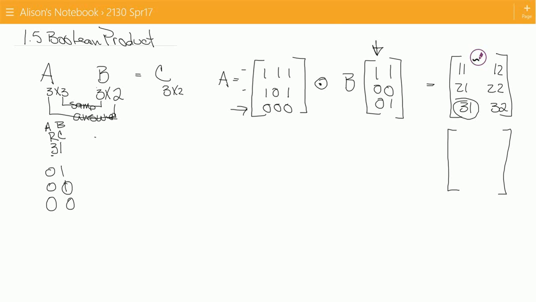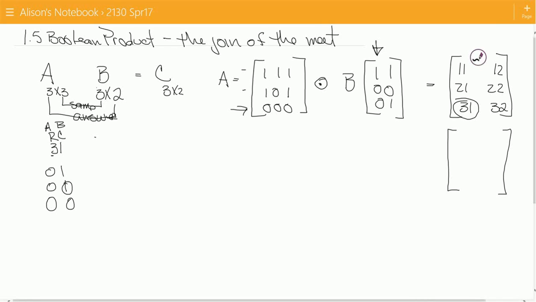And then what I'm going to do is the join of the meet. Let me write that up here. When I was just doing a regular product, I would take the two and I would multiply them together. I distinctly remember multiplying the values together and then adding up the results. We are not going to do that. Instead, we're going to do the join of the meet, which means that I am going to do the meet between each one of these values, which is the AND operator.